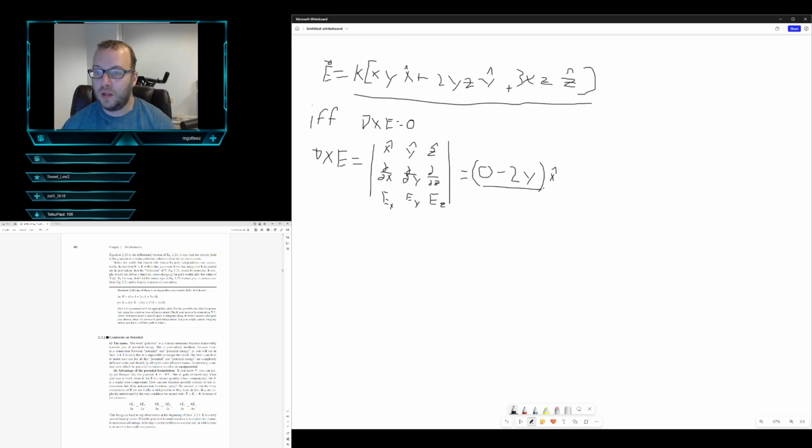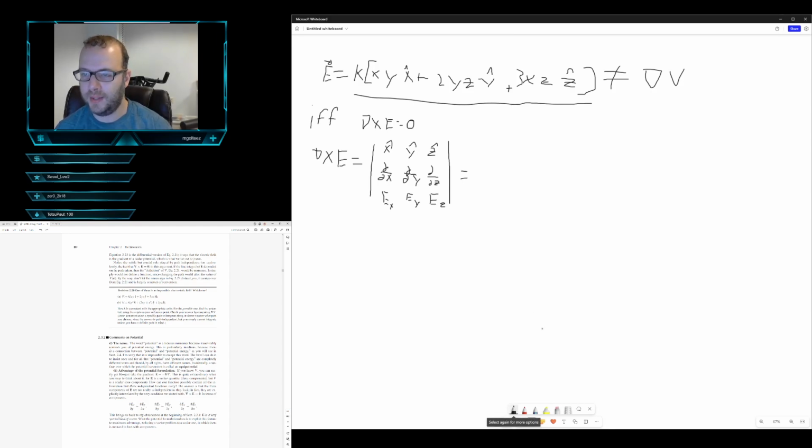So we have an x component, and right there, since we have an x component, we know that this cannot equal the gradient of some potential. So let's look at the other one, which is y squared, 2xy plus z, yz.